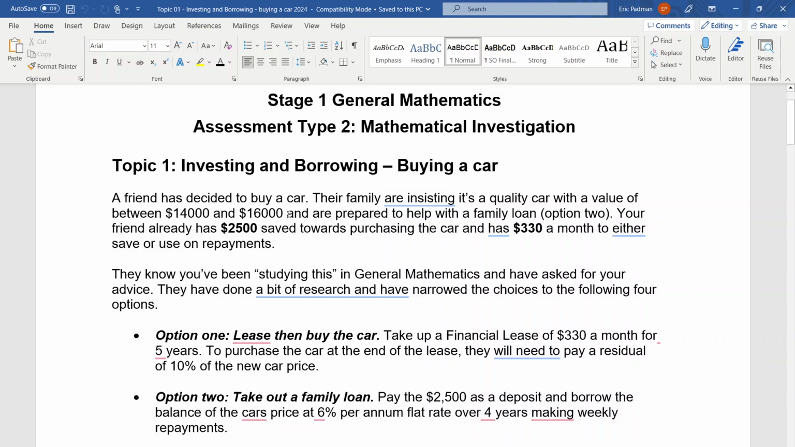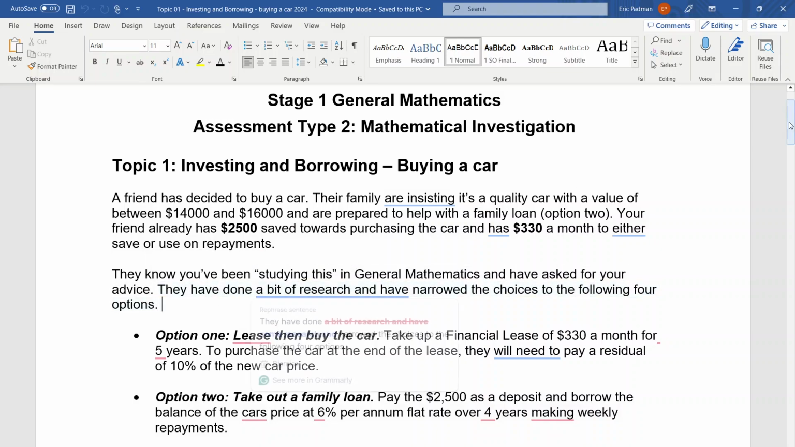All right. They're prepared to help with a family loan, which would be option 2. Your friend already has 2,500 set towards purchasing a car and will have 330 a month to either use to save or use for repayments. Alright, so you've been studying general maths, so you know something about this. You've been asked to revise. So that's what you'll be doing. You'll be doing calculations and you'll be giving them advice about the options that they have.